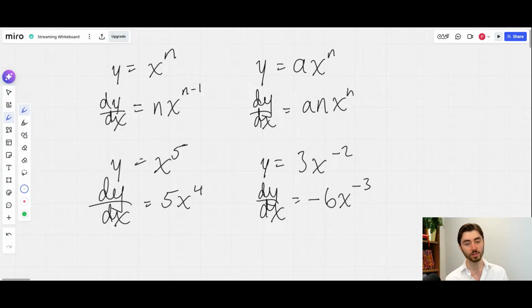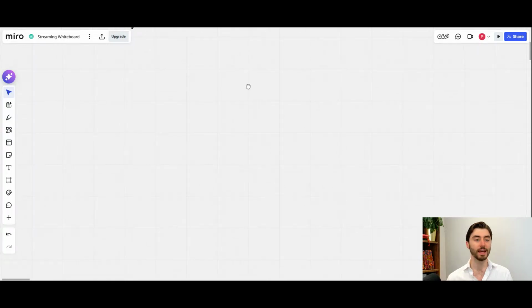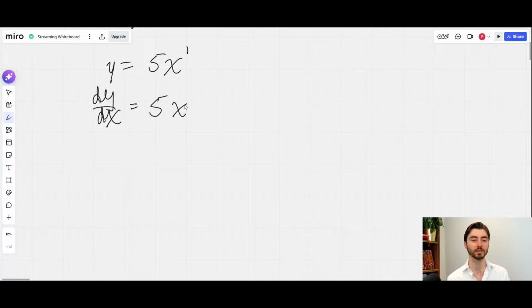Now, a couple of things to note when doing this. If we have, for instance, y equals 5x with no power, then obviously we can say that that's x to the 1. So when we differentiate, that becomes 5x to the 0, which would just be 5. In other words, if we have anything times x, when we differentiate, the x just disappears.